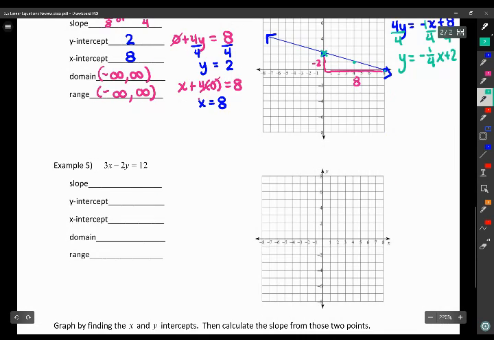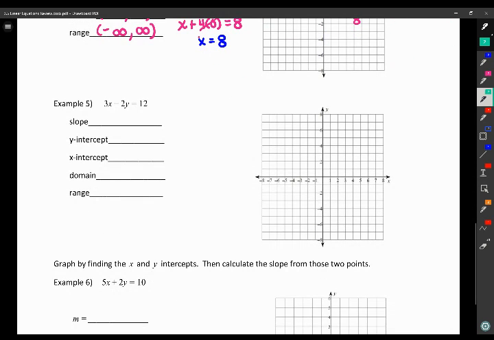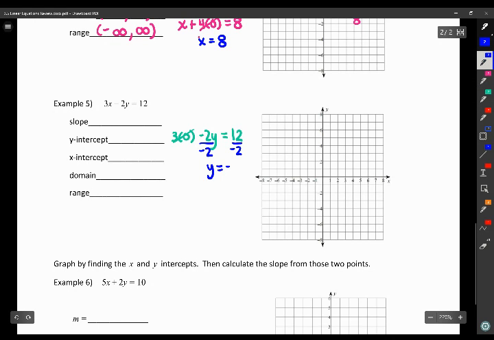All right, so example 5, same idea. If I have x and y on the same side, then I don't necessarily have my slope right away, but I could solve for it. Or I can just find my y-intercept and my x-intercept and see if they come out as nice, clean numbers. So if I'm solving for my y-intercept, then I'm putting 0 in for x, and I'm going to solve for y. So this goes away, and so I'm going to divide both sides by -2. So I get y is equal to -6.